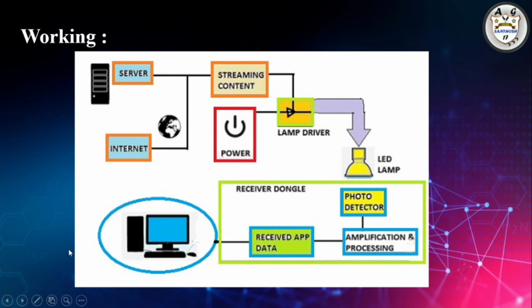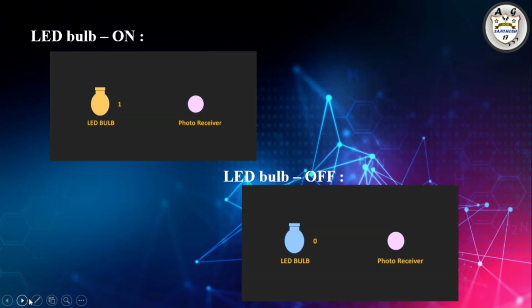Let's see how this happens. First, when the LED is on, it refers to the binary number 1, which in the form of light is received by the photoreceiver. When it is off, it refers to the binary number 0, which in the form of light is received by the photoreceiver.